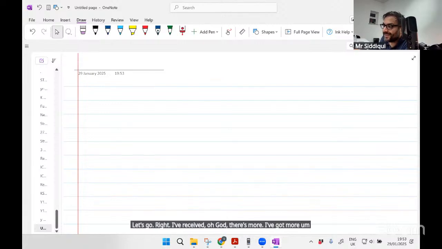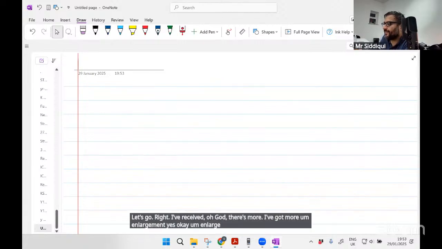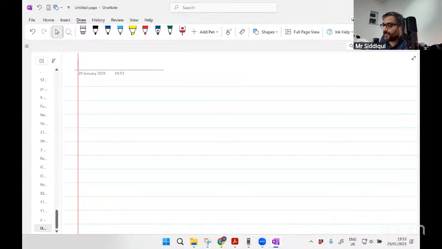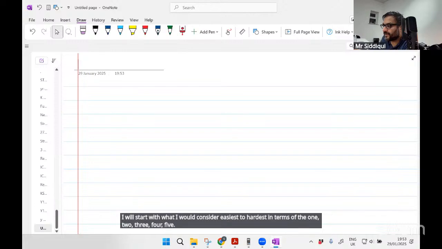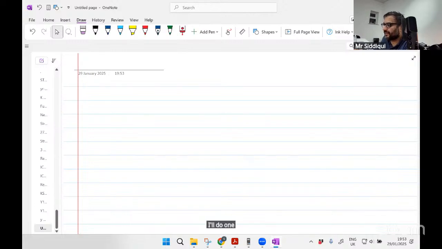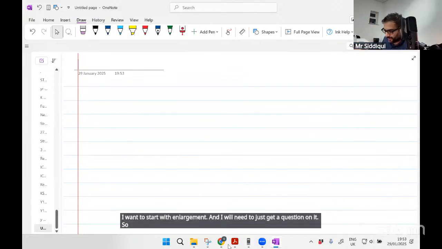Enlargement. Okay. Enlargement in year 10 doesn't mean anything. You know that, don't you? But I can do enlargement here. Let me figure out what order I want to do that in. I will start with what I would consider easiest to hardest in terms of the 6 or so things that have just been asked. I'll do one example of each thing, maybe a couple of each thing. I want to start with enlargement, and I will need to just get a question on it. So I will do that. Bear with me.